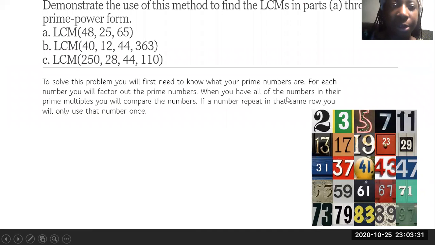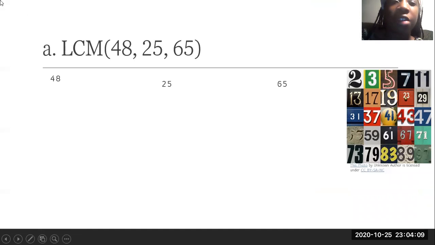Now they want us to demonstrate the use of the method to find least common multiples through parts A through C, which were our questions that were given to us. So to solve this, we need to know what a prime number is. Prime numbers are numbers that are not divisible by anything but one and itself. So these are our prime numbers. I got a little picture right here: 2, 3, 5, 7, 11, 13, 17, 19, and so on. So we'll factor out our prime numbers, and then we'll find our answers. So these are our numbers that we're looking for, and these are our prime numbers.